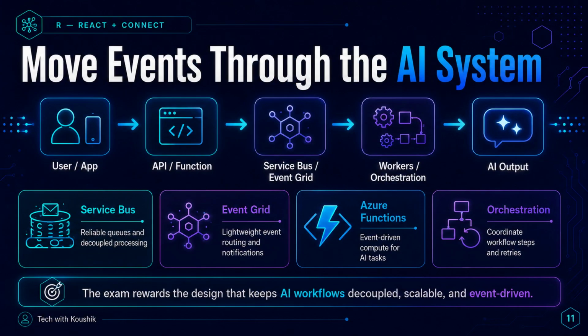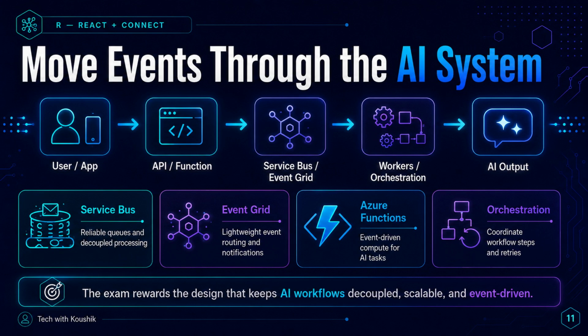Now let us follow an event through an AI application. The process may begin with a user or an application request. That request reaches an API or Azure Function. The application may then send a message to Service Bus, or it may publish an event through Event Grid. Workers or orchestration components process the task. The workflow may call an AI service. Finally, the result returns to the user.